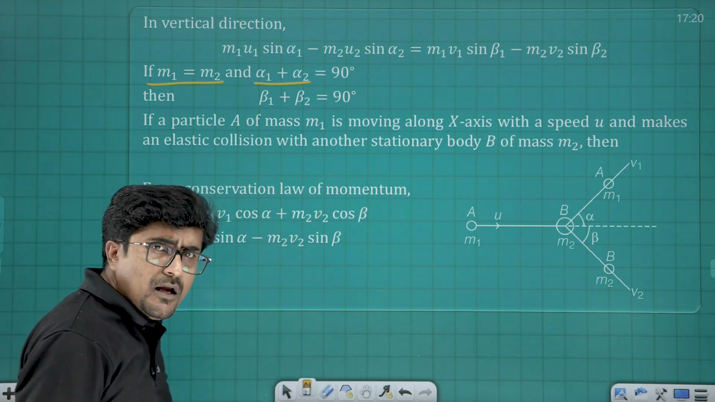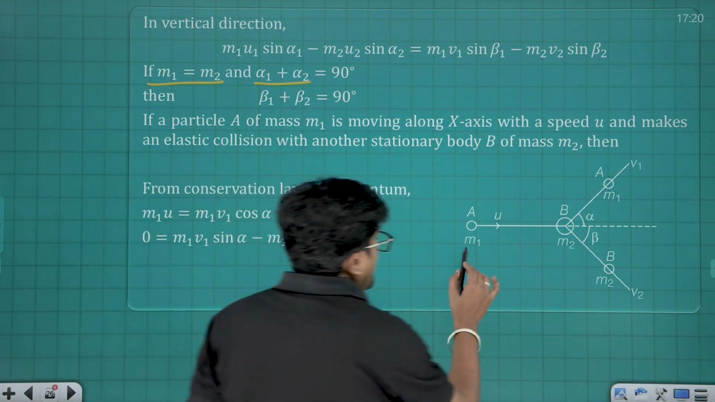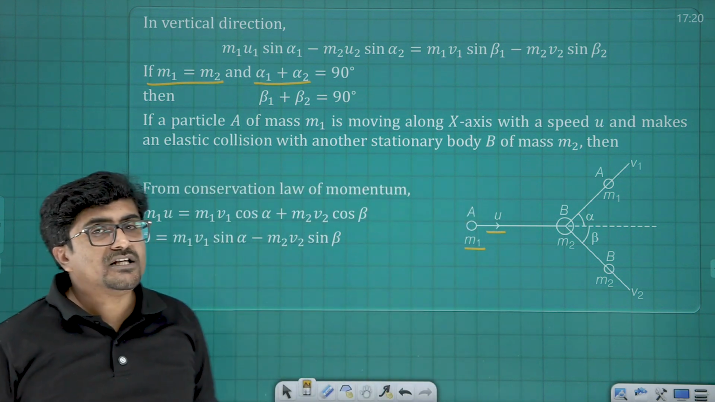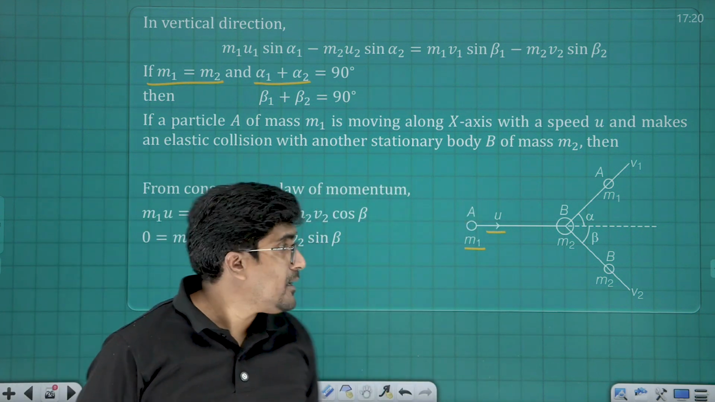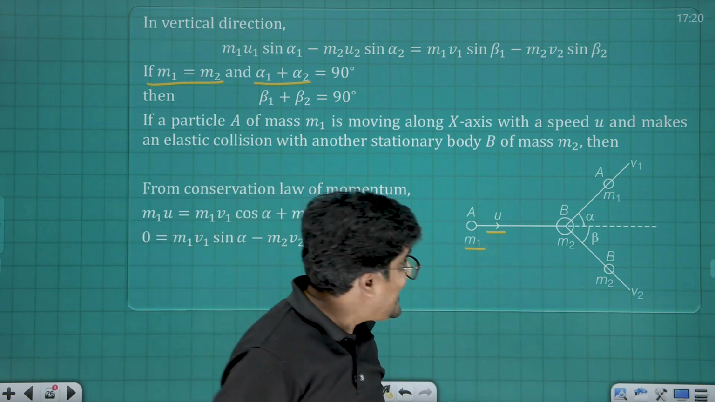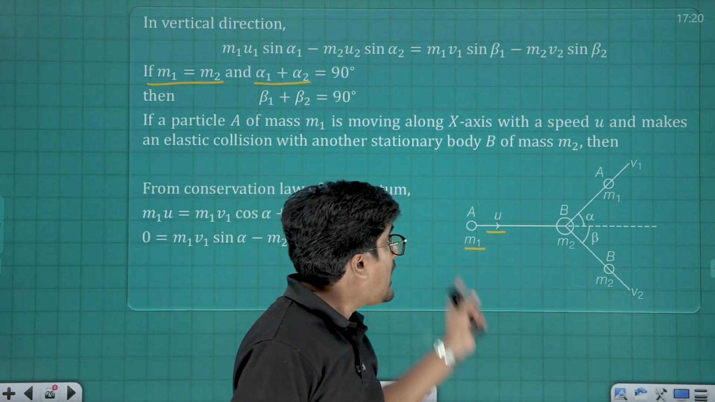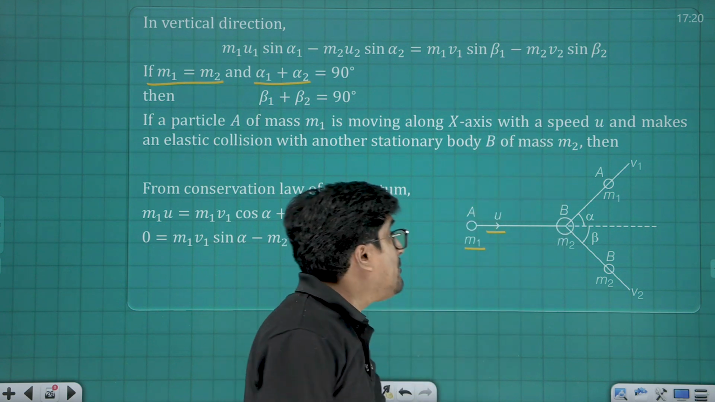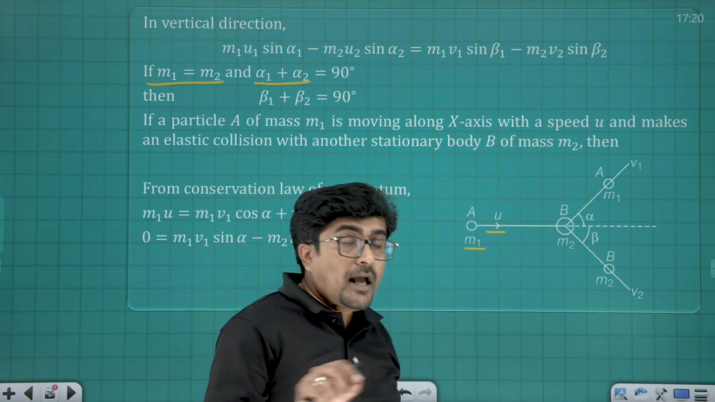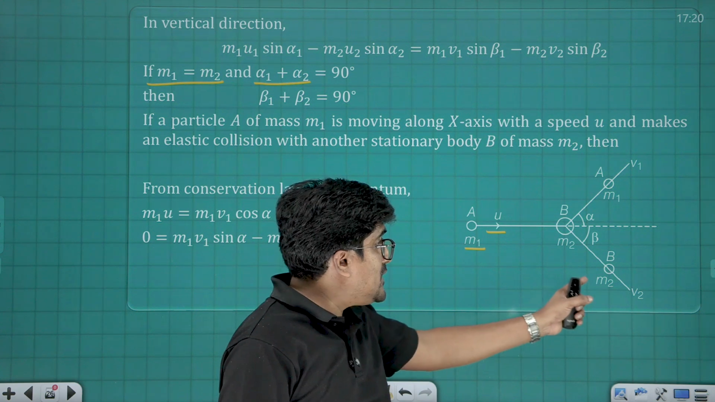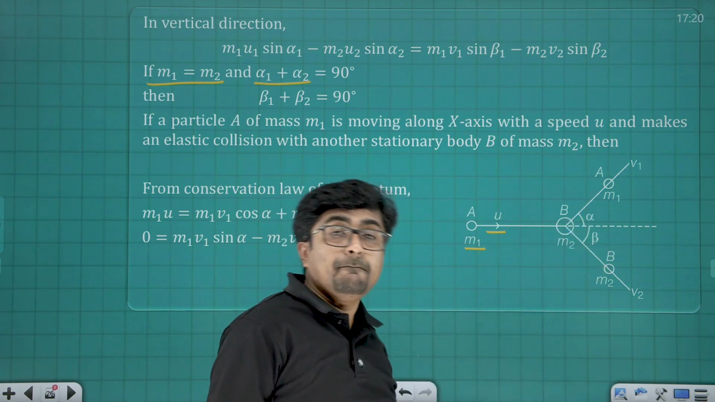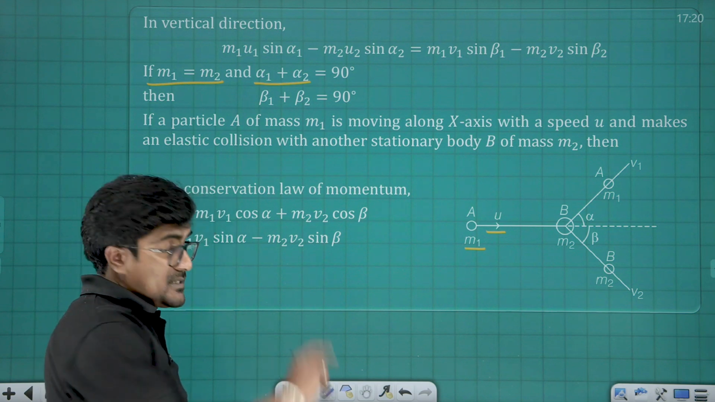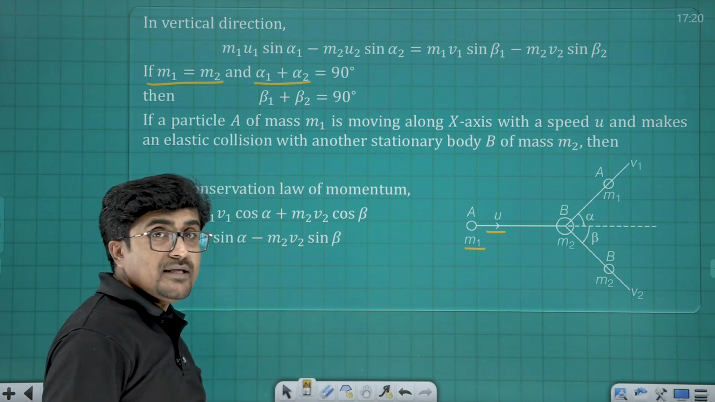Here you can see mass m1 is traveling along the x-axis with an initial velocity of u meters per second, and it is going to hit m2. After hitting, you can see m1 is moving with velocity v1 making an angle alpha, and m2 is moving with velocity v2 making an angle beta. Here also the law of conservation of linear momentum holds along the x-axis as well as the y-axis.